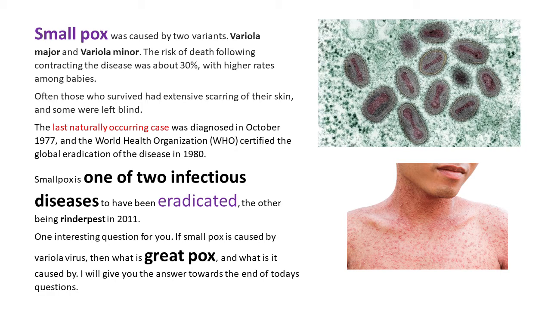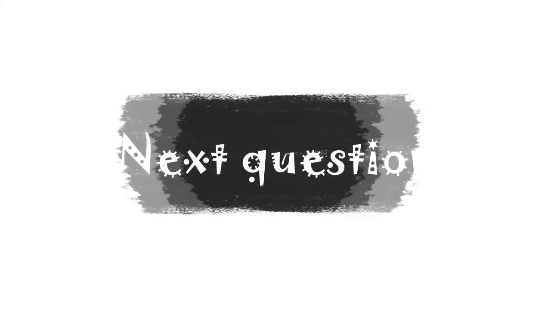Smallpox is one of two infectious diseases to have been eradicated, the other being rinderpest in 2011. One interesting question for you. If smallpox is caused by variola virus, then what is great pox, and what is it caused by? I will give you the answer towards the end of today's questions.